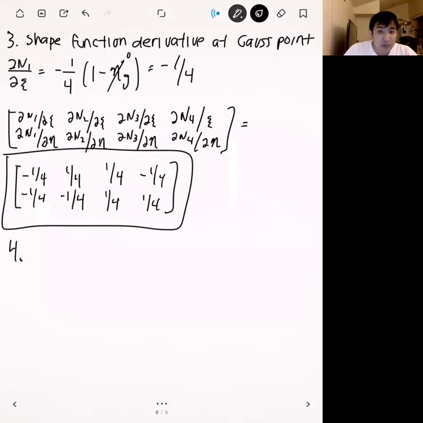Step 4 has been the part that is confusing a lot of people on problem 3D, given how this integral is. Step 4 is to compute the physical coordinates of this Gauss point. We're going to use that mapping function that I talked about earlier and evaluate it at the Gauss point.